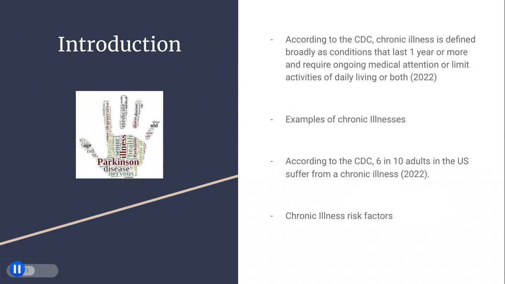So, to introduce, according to the CDC, chronic illness is defined broadly as conditions that last 1 year or more and require ongoing medical attention or limit activities of daily living or both. Some examples of chronic illness include Parkinson's disease, rheumatoid arthritis, hypertension, lung disease, POTS syndrome, Ehlers-Danlos syndrome, gastroparesis, and a lot of other chronic conditions that we've learned about so far while in school. According to the CDC, 6 in 10 adults in the U.S. suffer from a chronic illness.